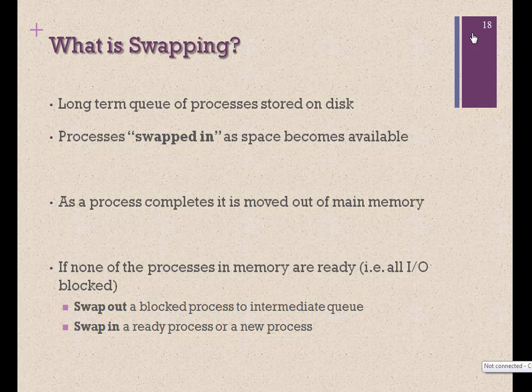So what is swapping? In long-term queue, processes are stored on disk. A process is swapped in as space becomes available. As a process completes, it is moved out of main memory. So these are the two: swap out and swap in.